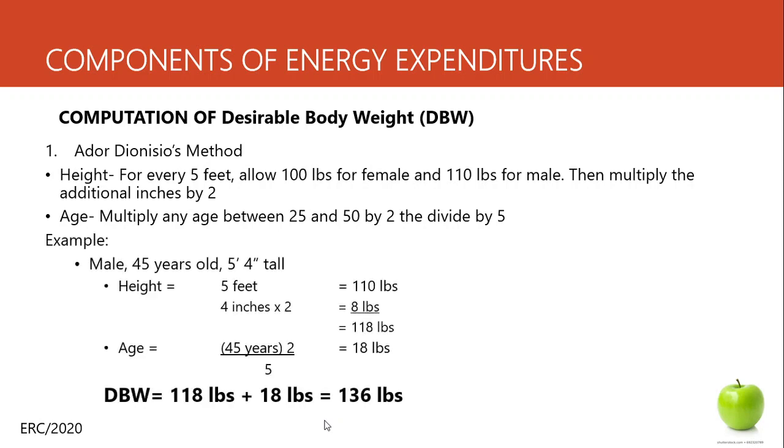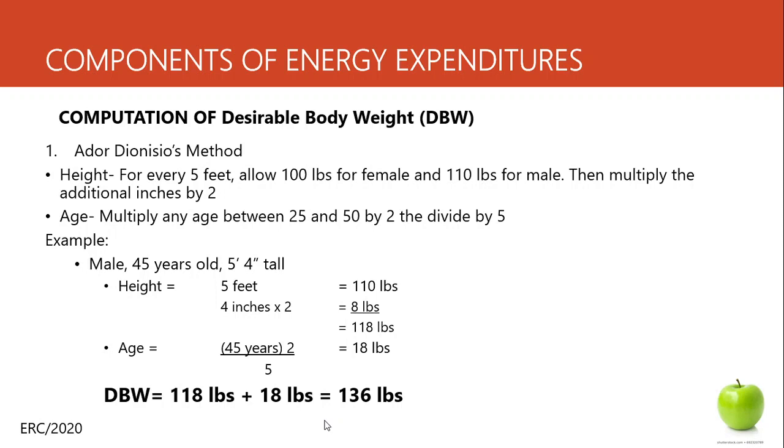Example. For a male 45 years old with a height of 5 feet and 4 inches tall. For the height, 5 feet, we have 110 pounds and 4 inches, so multiply it by 2. So you are going to arrive with 8 pounds. If you add it, 110 plus 8, we have 118 pounds. So segregate muna natin yon.